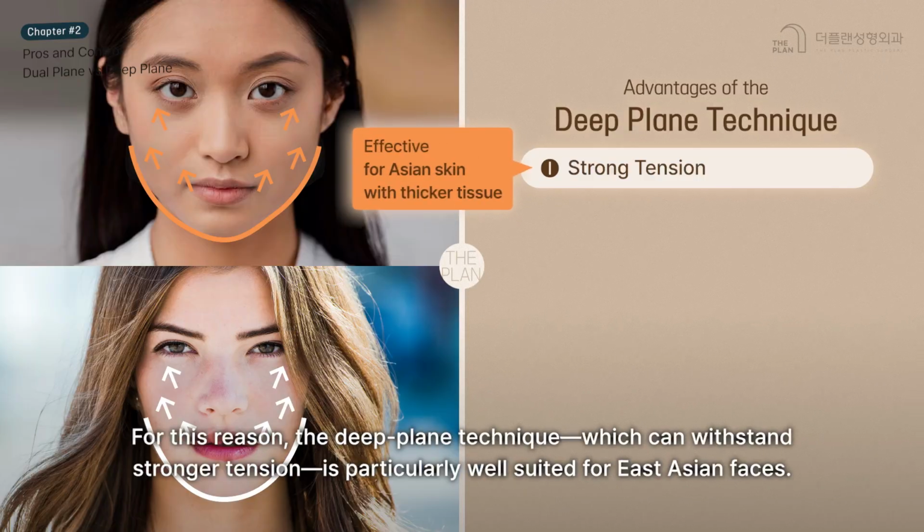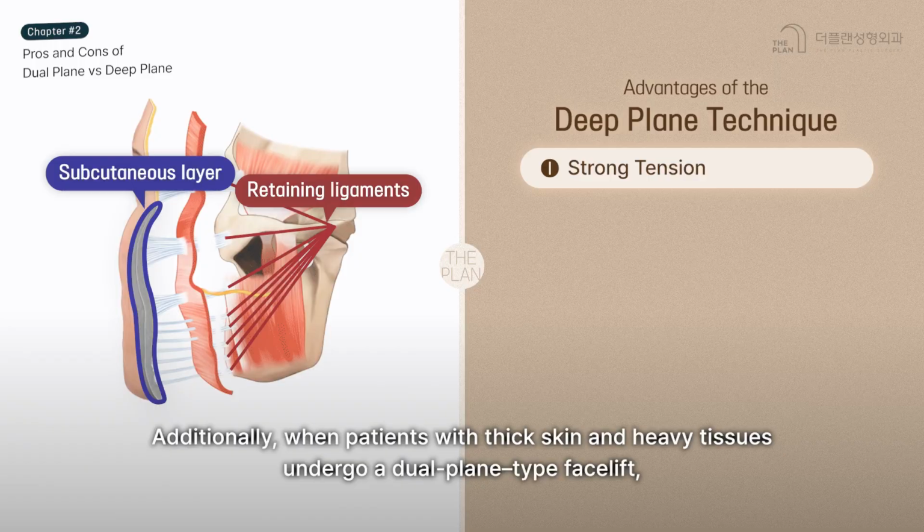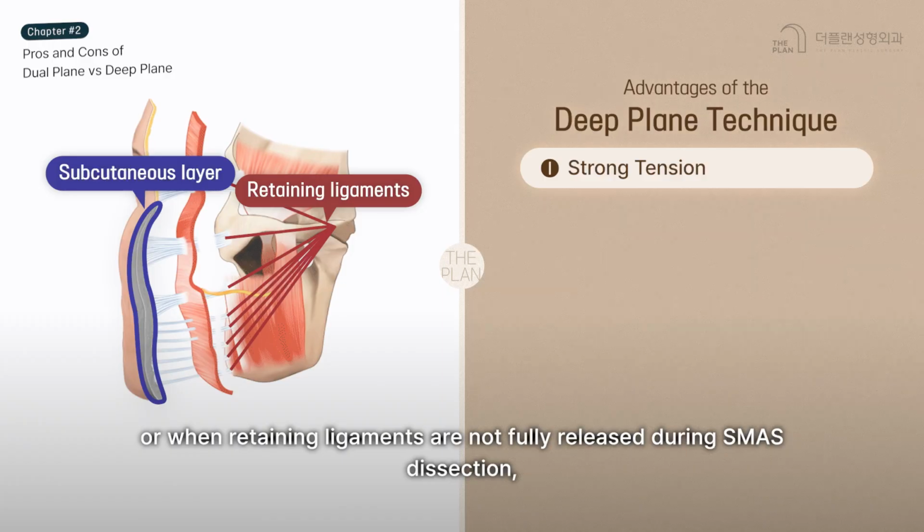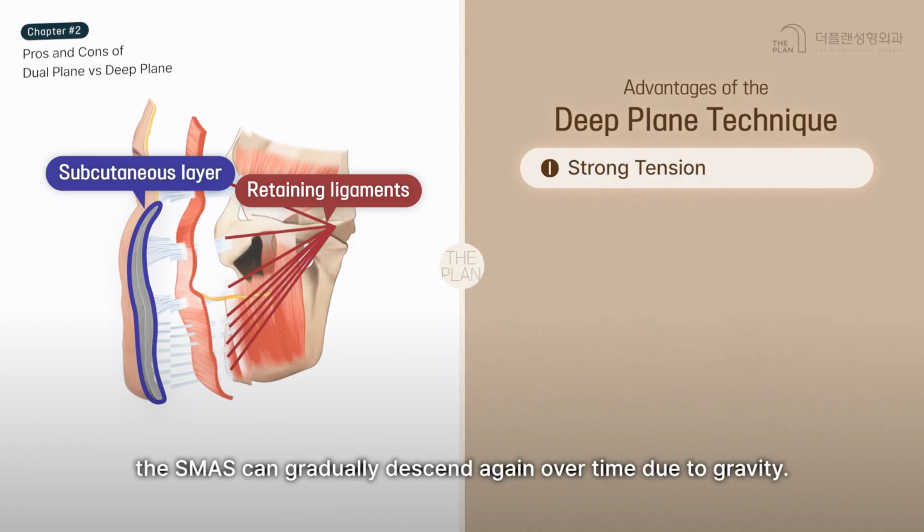For this reason, the deep plane technique, which can withstand stronger tension, is particularly well suited for East Asian faces. Additionally, when patients with thick skin and heavy tissues undergo a dual plane type facelift, or the retaining ligaments are not fully released from the SMAS dissection, the SMAS can gradually descend again over time due to gravity.